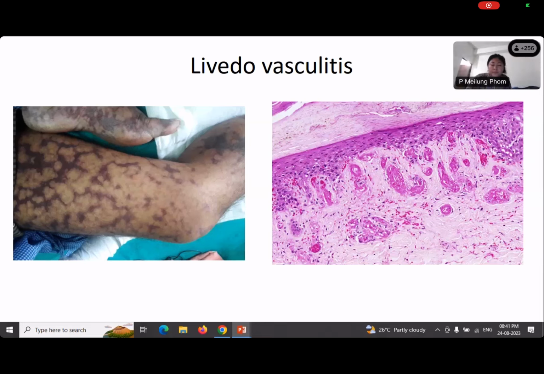Yes, but what are you seeing? What is striking you at this magnification? What's the striking feature? You see the vessels, they are clogged with fibrin and thrombi, right? Yes, ma'am. It's called an occlusive vasculopathy. In fact, some people don't believe in calling it vasculitis. They say livedoid vasculopathy.